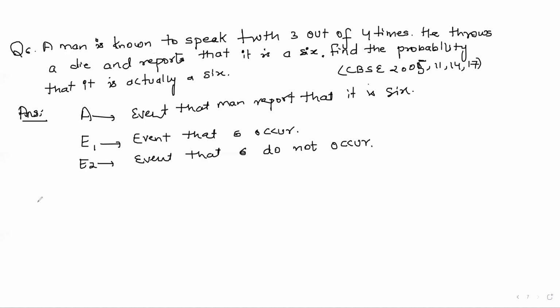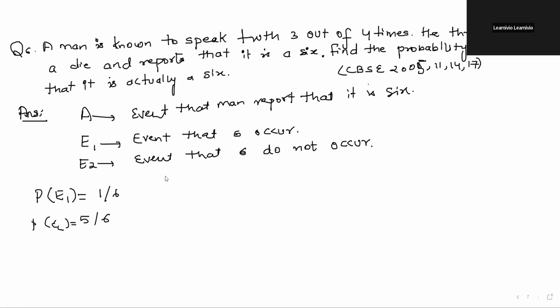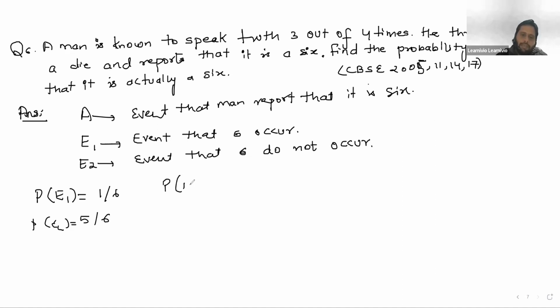Nabil, do you get all these values? What is P(E1)? Sir, it is 1 by 6. Very good. What is P(E2)? 5 by 6. Great. Next is P(A/E1). So P(A/E1) means 6 occurs and the man reports that it is a 6. So can you tell me what this is?